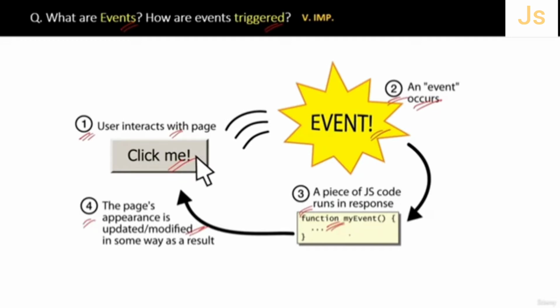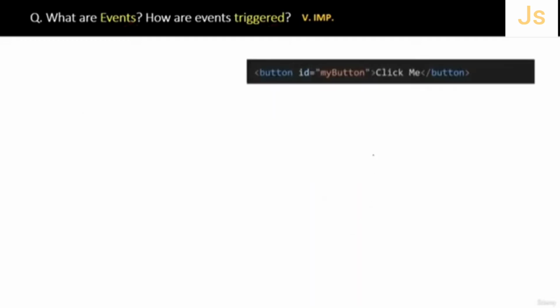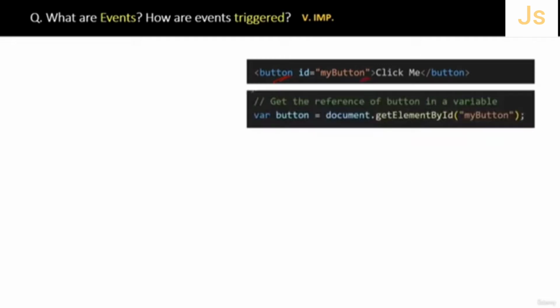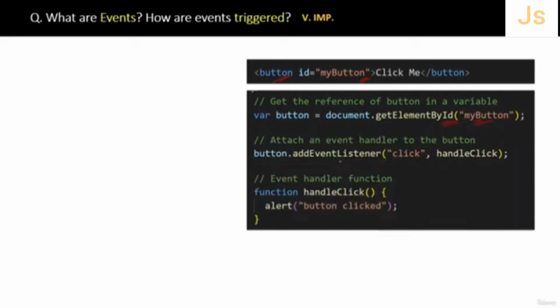Now let's see the actual code. Suppose we have a button on a web page, and now we want to show one alert message with the click of this button. For that, first we have to get the reference of the button by using getElementById and passing the ID of the button as the parameter. Once we get the reference of the button, we have to attach an event handler to the button. Here is the event and this handleClick is the event handler.